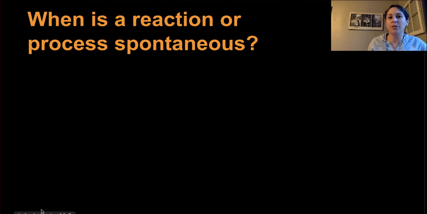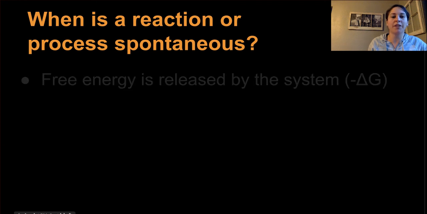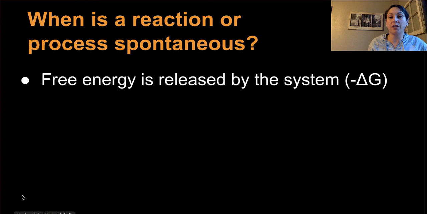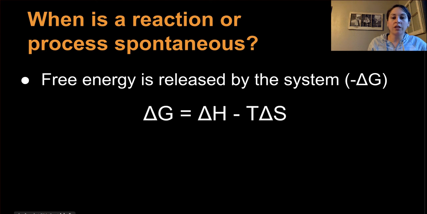When exactly is a reaction going to be spontaneous or a process going to be spontaneous? Well, it's when free energy is released by the system into the surroundings. And that's when we have negative delta G, or negative free energy. It's actually free energy that's being released. And so we can use this equation. So here's our free energy.